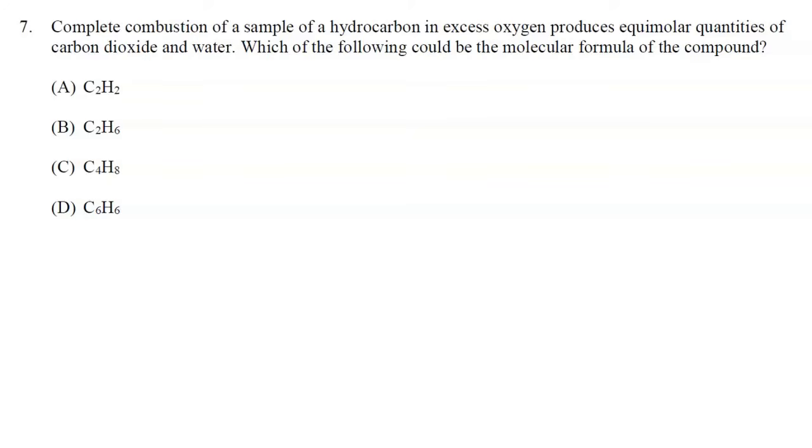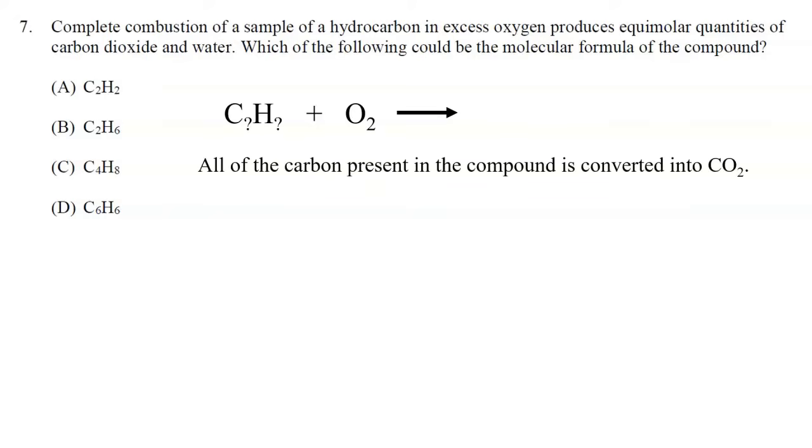Question 7. Complete combustion of a sample of a hydrocarbon in excess oxygen produces equimolar quantities of carbon dioxide and water. Which of the following could be the molecular formula of the compound? So this question is similar to question 5 that I discussed earlier, although in this case we have only carbon and hydrogen. So back in question 5, I think we had carbon, hydrogen, and nitrogen. All right, this hydrocarbon is burned in excess oxygen to produce carbon dioxide and water.